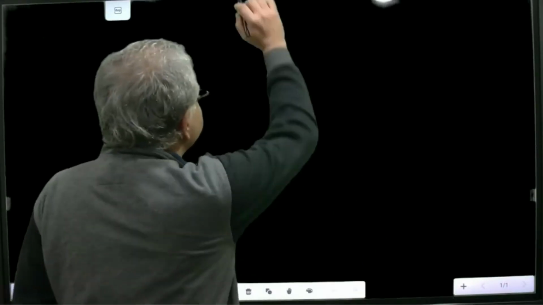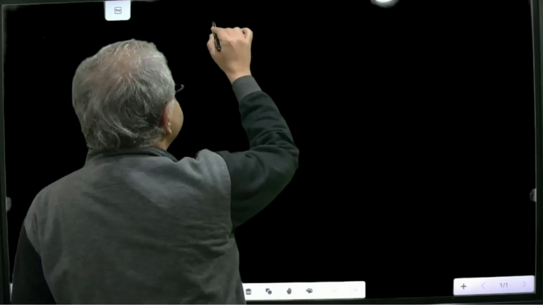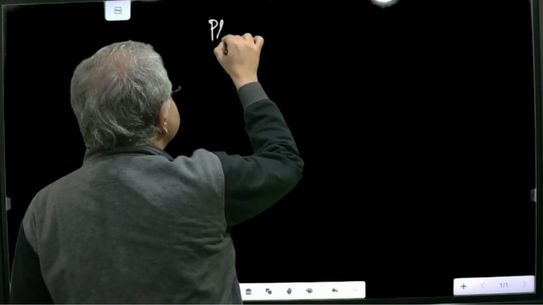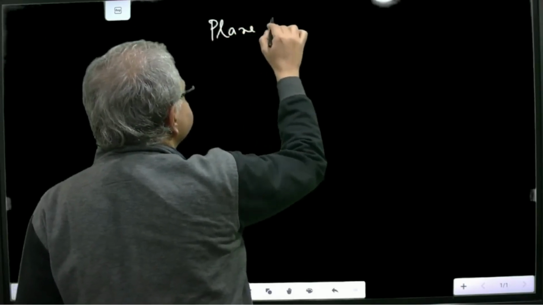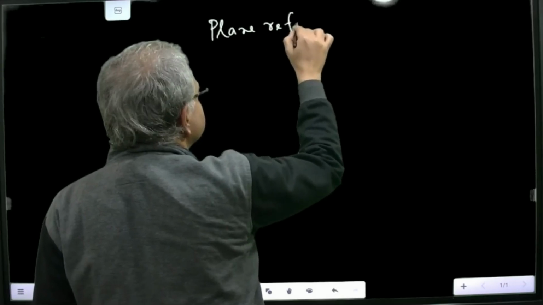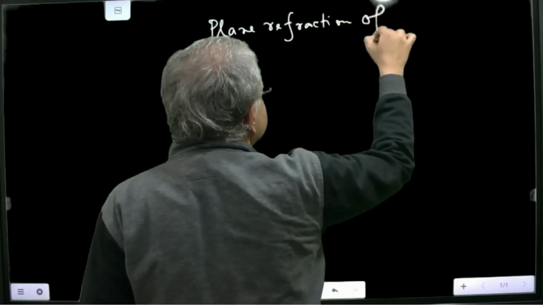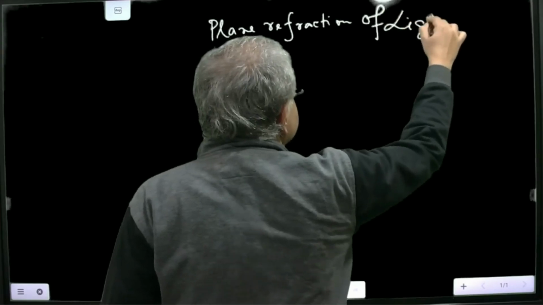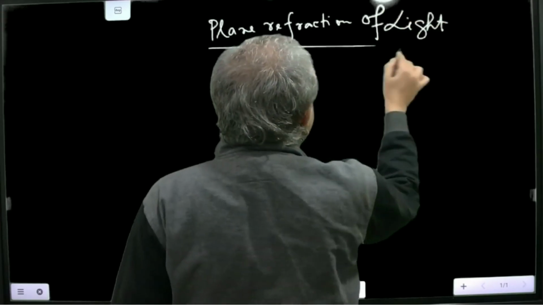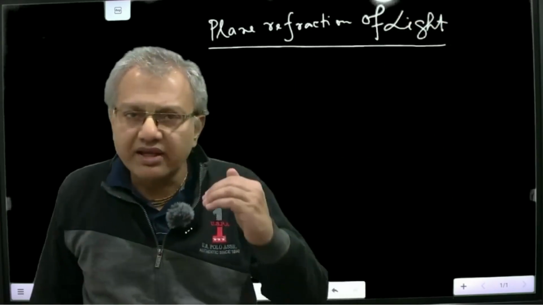Refraction, plane refraction of light. Refraction. Light. What is this thing?